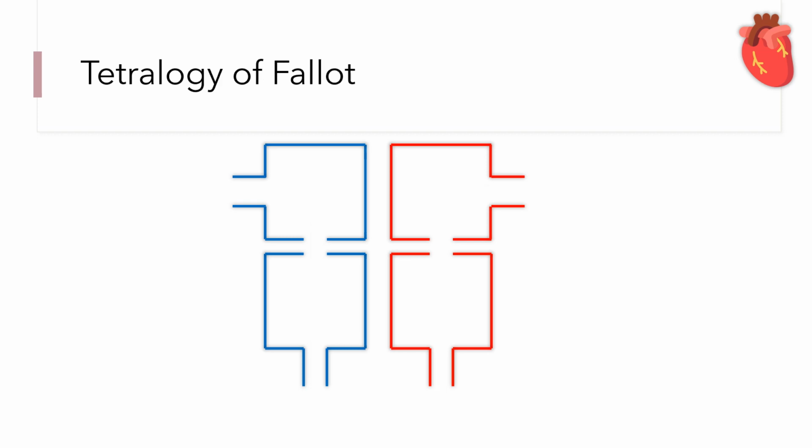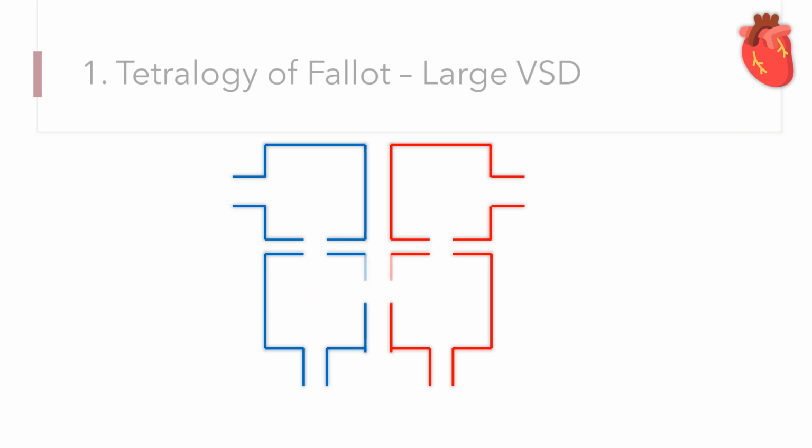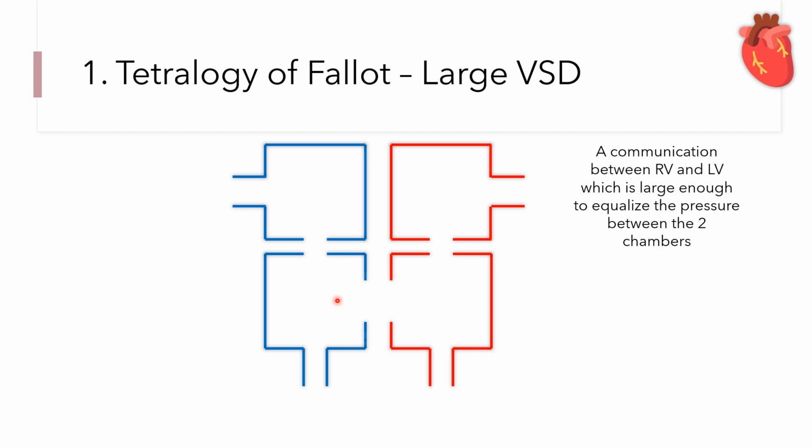So now you have to understand what are the changes seen in a tetralogy of Fallot. Tetralogy means four things. So four things are wrong in the heart of a tetralogy of Fallot in comparison to a normal heart. What is the first abnormality? First abnormality is this. There must be a large VSD. So what is meant by a large VSD? Why not a small VSD? Large VSD means a communication between the right ventricle and left ventricle which is large enough to equalize the pressure between the two chambers. That is called a large VSD.